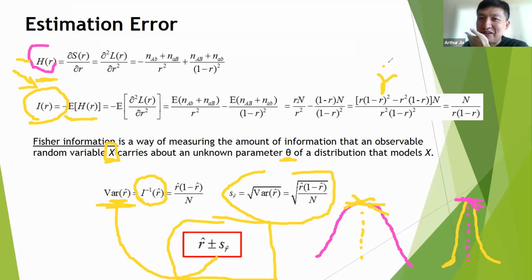We want to test whether this estimated R equals 0.5 or not, right? Yes. In another way, we want to test whether the linkage between A and B is significant or not, based on our experimental data. So this is what we do here.